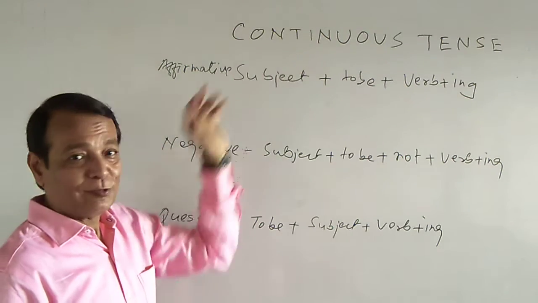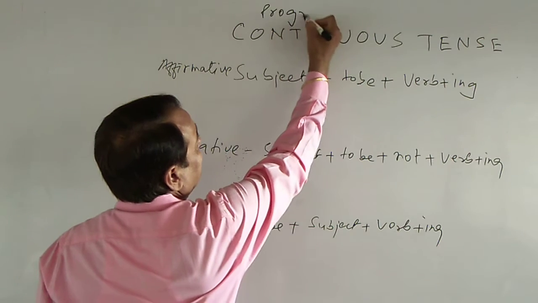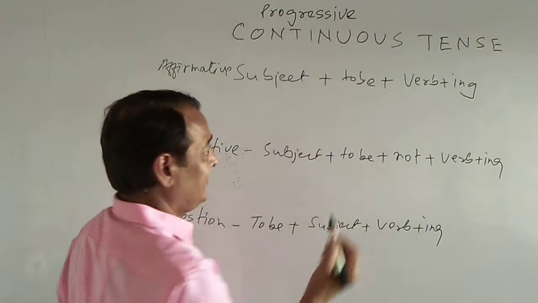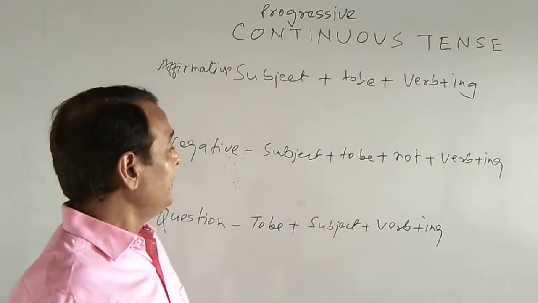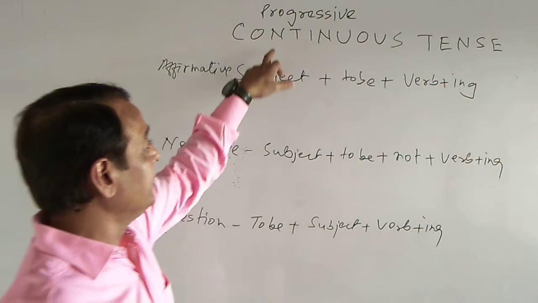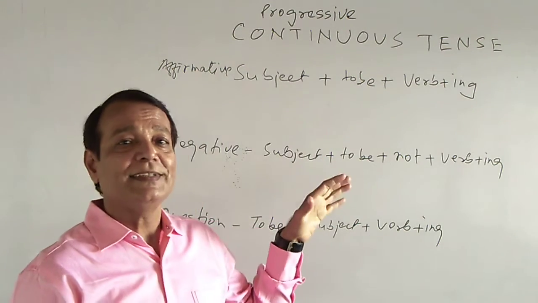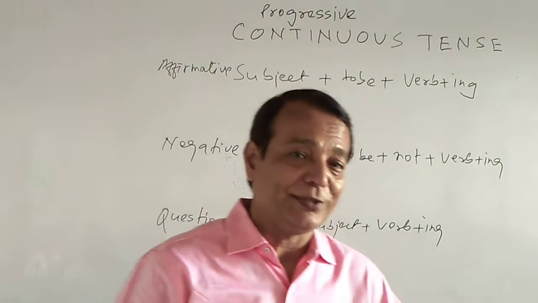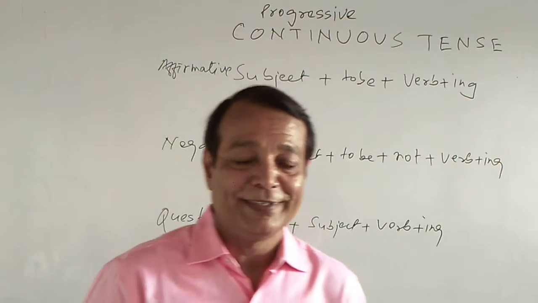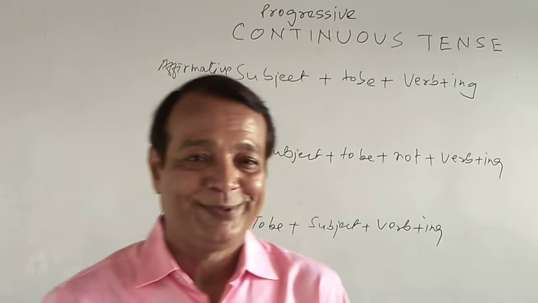Continuous tenses are also known as progressive tense. Okay, what is the best and most important part to understand? When we talk about continuous tense, from the name it's clear that we use this tense if an action is on. If somebody is performing an action and that action is on, right? For example, I say, I am teaching English now.